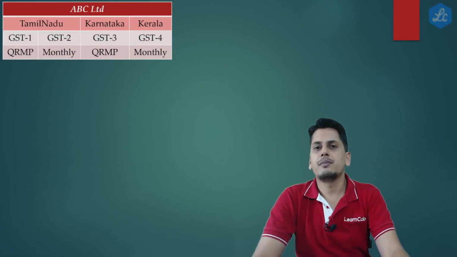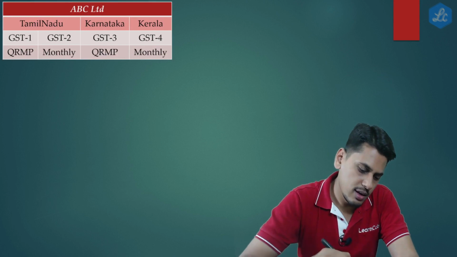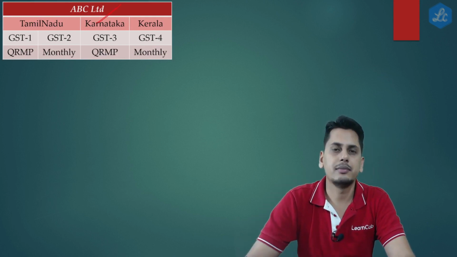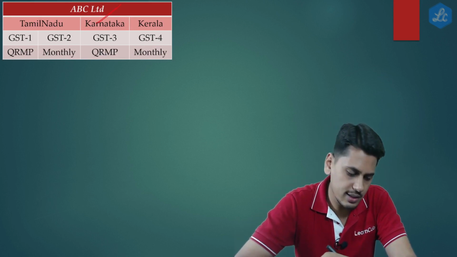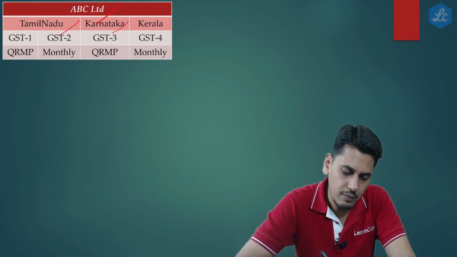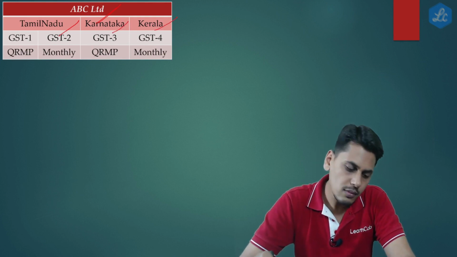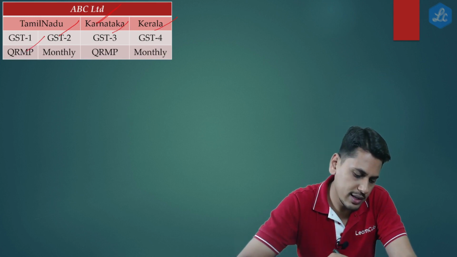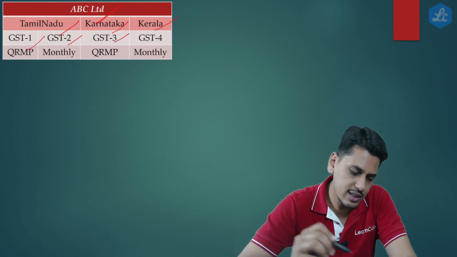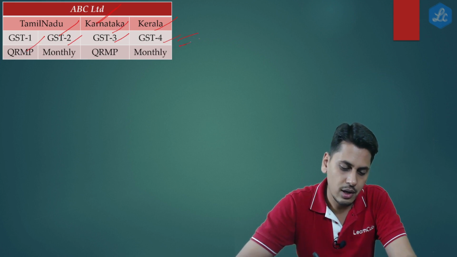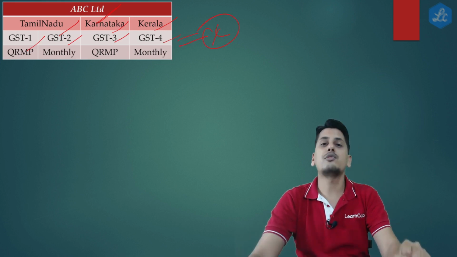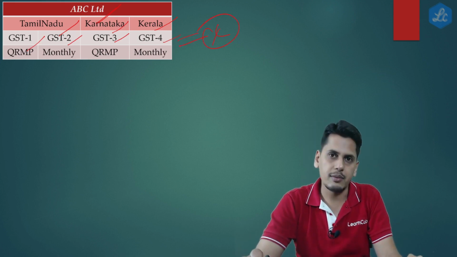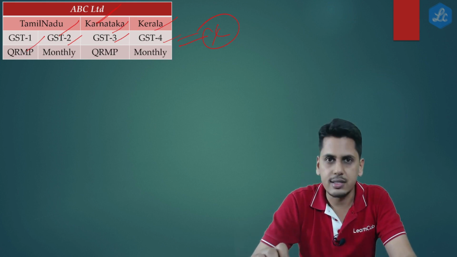Let's proceed further. Friends, let's say ABC Limited has got its presence in Tamil Nadu, in Karnataka and in Kerala. In Tamil Nadu, it has got two GST numbers, GST1 and GST2. In Karnataka, one GST number. In Kerala, one GST number. Totally, this concern has got 4 GST numbers across India.